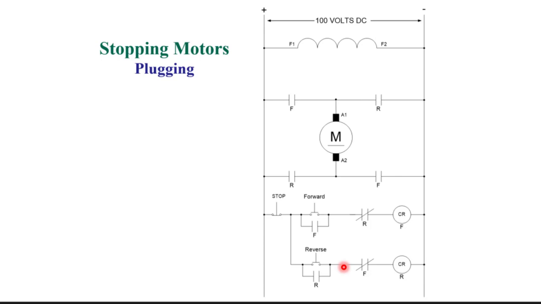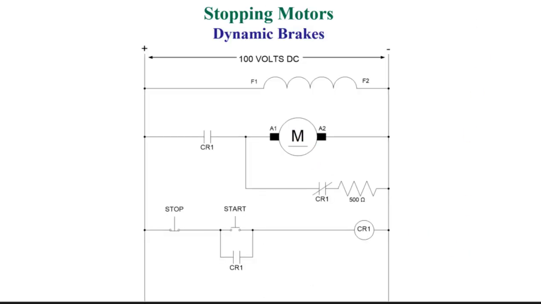Here's a plugging circuit, and essentially it's just a reversing circuit, so that if I'm going forward, I kill my forward to hit my reverse, and this thing will try to run backwards. So here's a dynamic brake circuit, and we'll talk a little bit about that, but first let's talk a little more about generators.